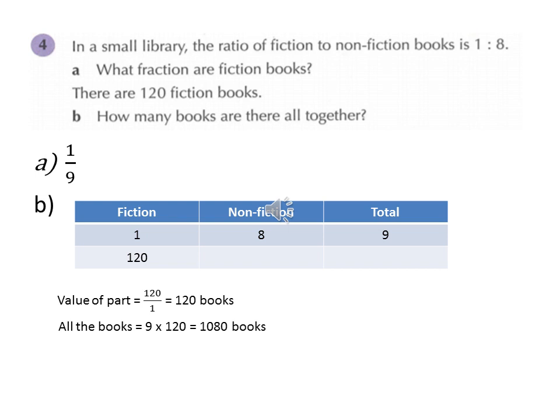Number B, how many books are there altogether? So remember to make this ratio form, fiction to non-fiction to total, and to write down the ratio, it's 1 to 8, and the total is 9. And he said here that there are 120 fiction books, so I will write down 120 under the fiction books. And then get the value of parts, as usual, the complete column. Its value of a part is 120 over 1 equals 120 books. And to know all of the books together, you multiply the number of parts for the total, which is 9, times 120, so the answer is 1080 books.